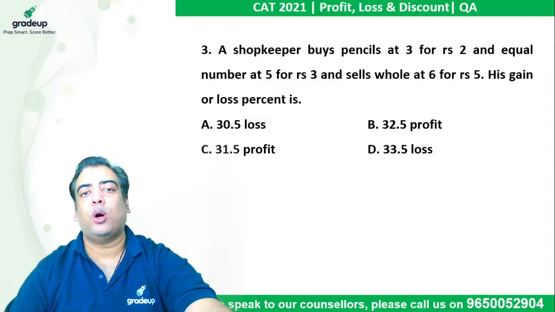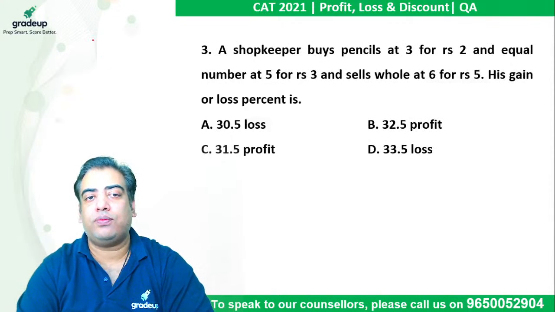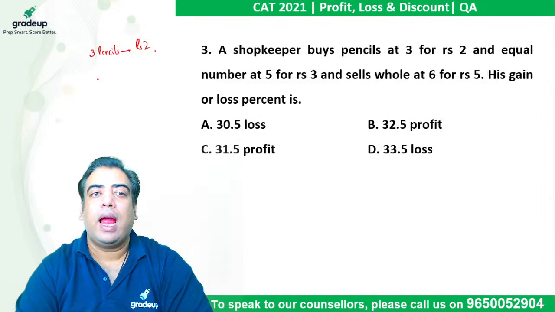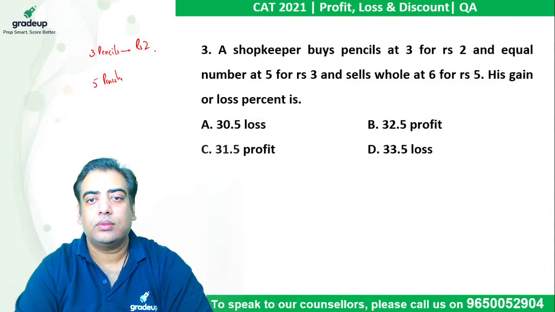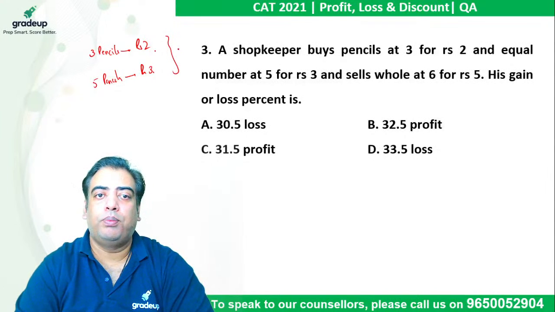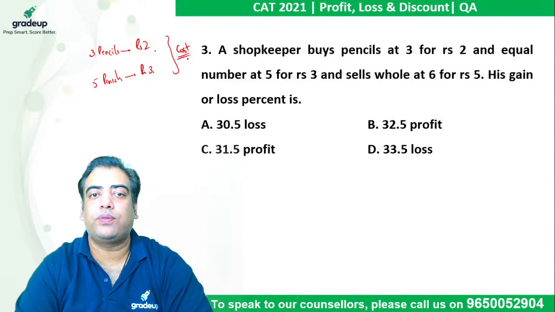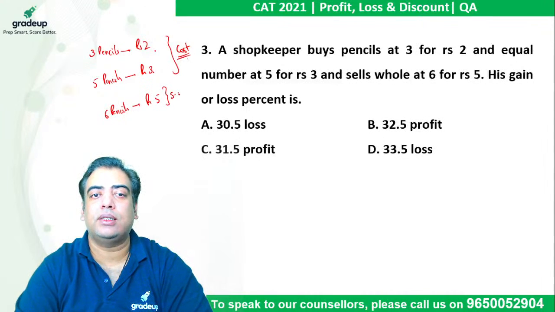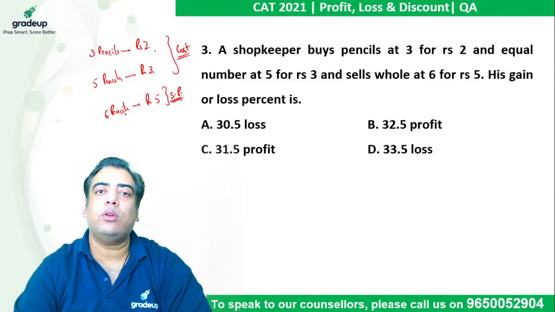Here it says a shopkeeper buys pencils at 3 for rupee 2. So 3 pencils are bought in rupee 2 and the equal number at 5 for rupee 3. So both these are cost of different lots and sells whole at 6 pencils for rupee 5. So this is the selling price. So find his gain or loss percentage.